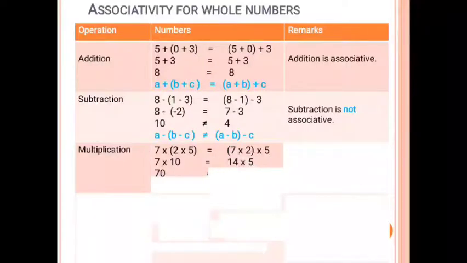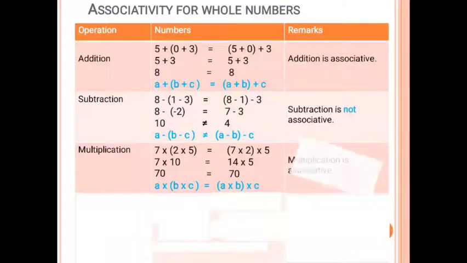whereas 7 2s is 14, multiplied by 5, 14 multiplied by 5, the answer is 70. Yes, no matter which two numbers you multiply first, the answer does not change. Therefore, A multiplied by (B multiplied by C) equals (A multiplied by B) multiplied by C. Therefore, multiplication is associative.